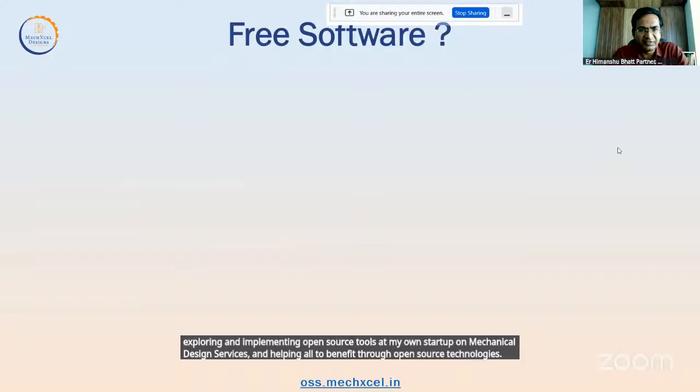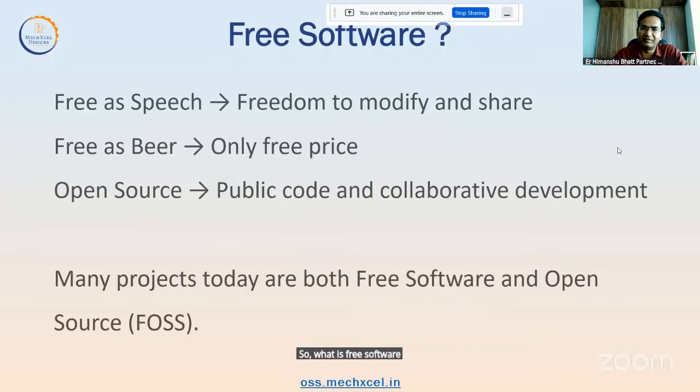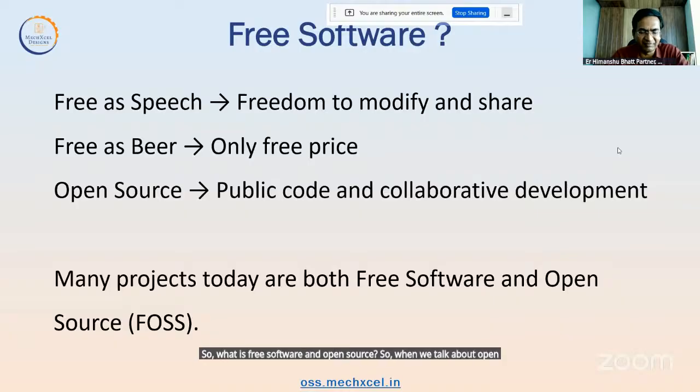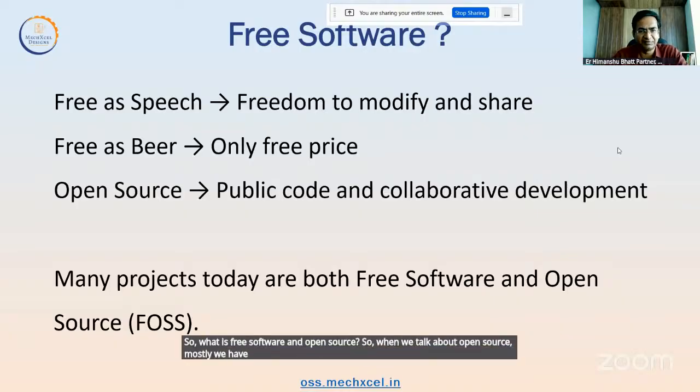So, what is free software and open source? When we talk about open source, mostly we have a concept that it is free software, but it is not only free software. The major benefit is something different.